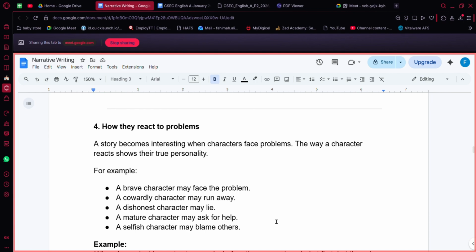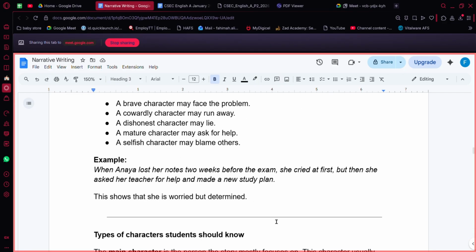So for example, when Anaya lost her notes 2 weeks before the exam, she cried at first, but then she asked her teacher for help and made a new study plan. So she lost the notes and she cried. So yes, she was very stressed and frustrated and worried, and nothing is wrong with that. Your character does not have to be brave and strong at all times, because no real human is like that. Every real life human will have some moment where they cry or show some form of weakness, and that is how you make the characters in your story realistic.